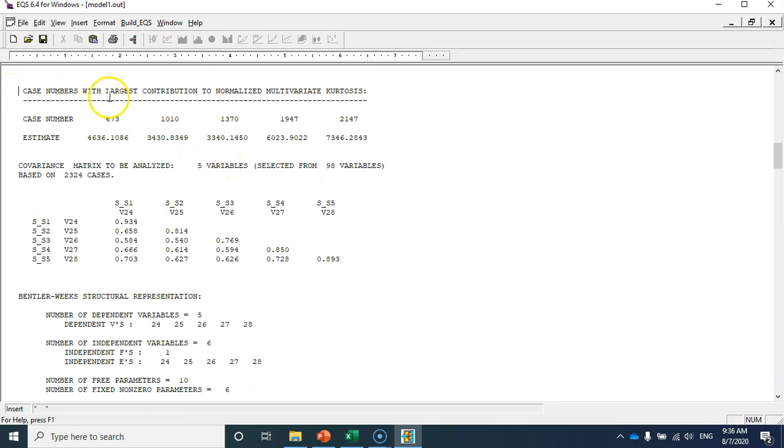Then we have case numbers with largest contribution to normalized multivariate kurtosis. In other words, these cases are multivariate outliers. And also we have their estimates here. So the initial examination of these values shows that this case and this case are extreme outliers compared with this case and this case, and we can consider removing these cases in the subsequent run of the analysis.